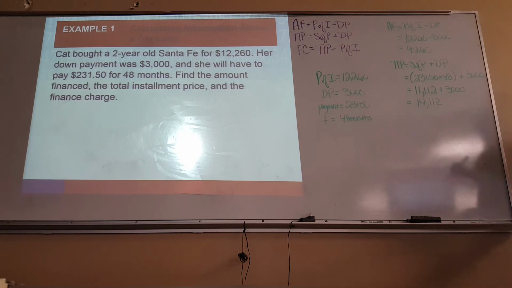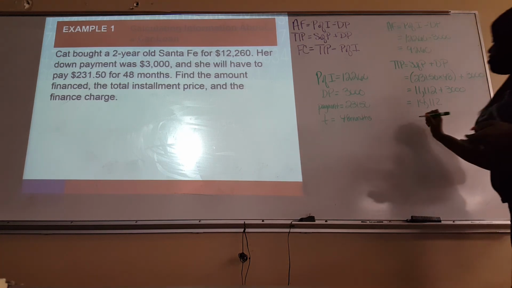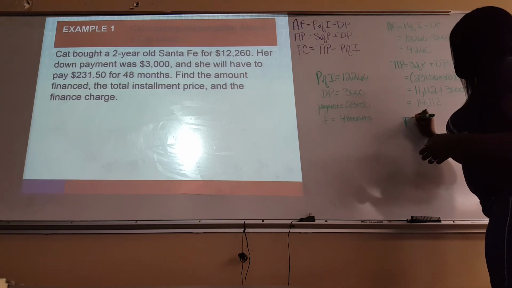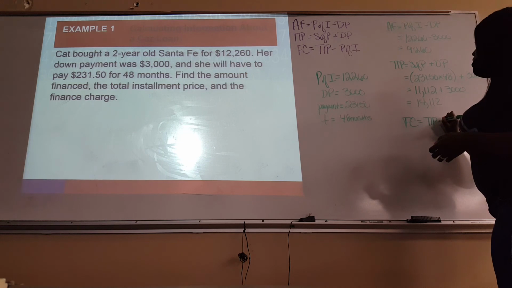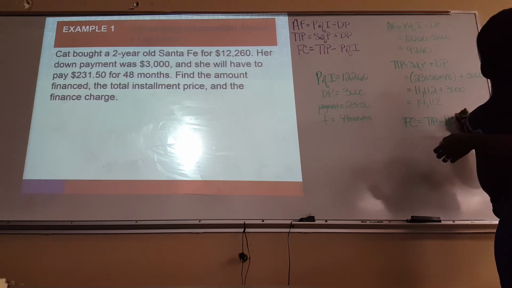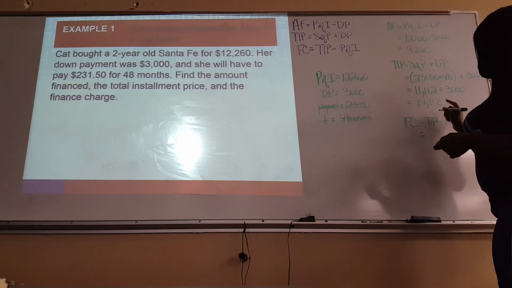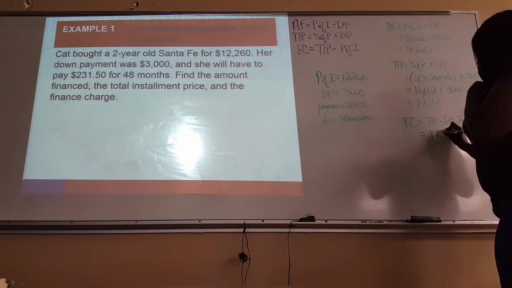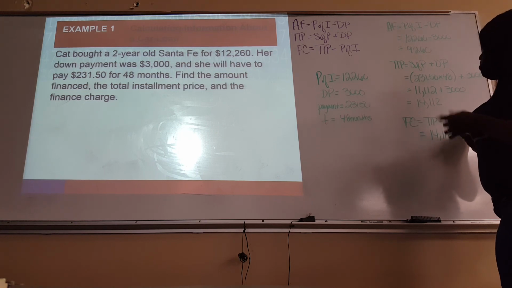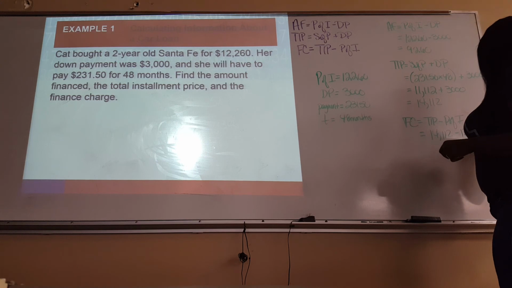And the last thing that we have to find is our finance charge. So our finance charge is our total installment price minus the price of the item. So we have the TIP, $14,112, and we're going to subtract the price of our item, which is $12,260.